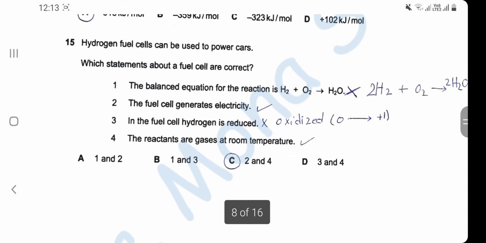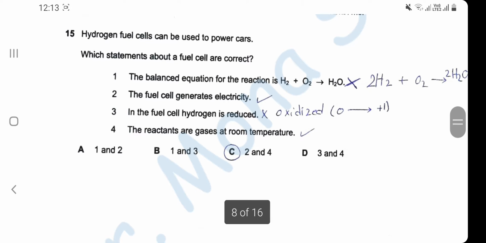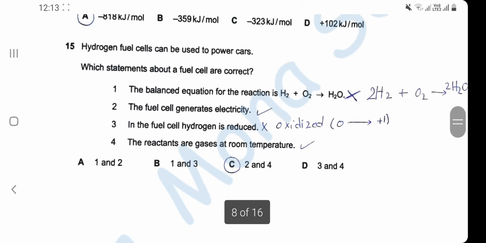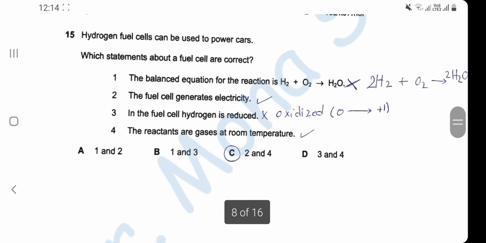The fuel cell generates electricity. Of course, this is right, and this is what it is used for. In the fuel cell, hydrogen is reduced. This is wrong. Hydrogen is oxidized, and the oxidation state of hydrogen changed from 0 here in the hydrogen gas to +1 in water. So an increase in the oxidation state means that oxidation has happened for the hydrogen. So statement 3 is wrong.